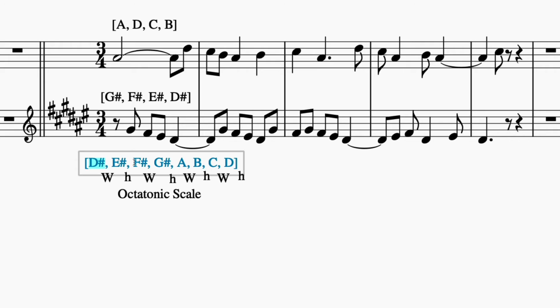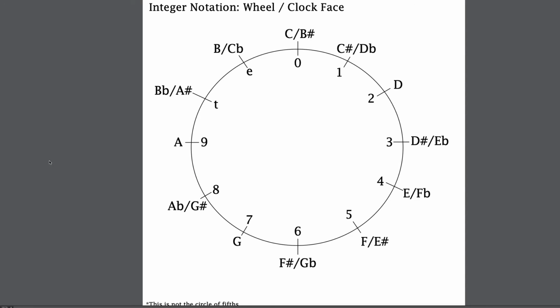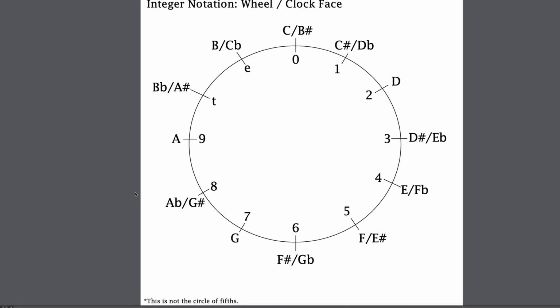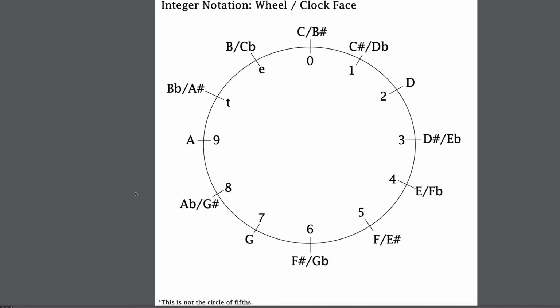So what would that be? A minor third, and then F sharp to A. This is not the circle of fifths. I even put that on this little diagram at the bottom. This is not the circle of fifths, so do not get this confused with the circle of fifths. Do not think about the circle of fifths in any way whatsoever when looking at this. It has nothing to do with the circle of fifths.